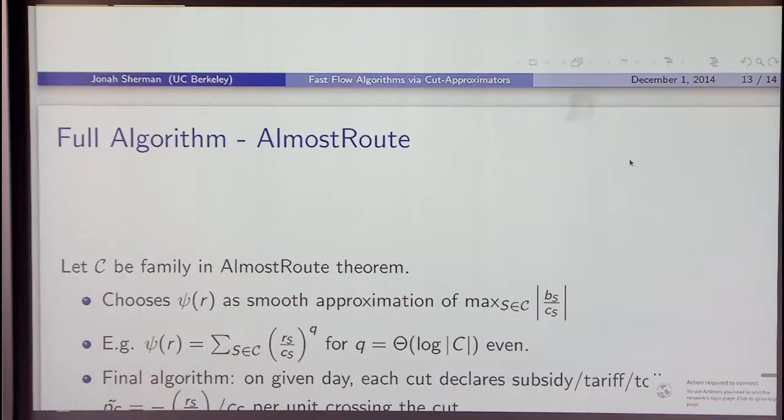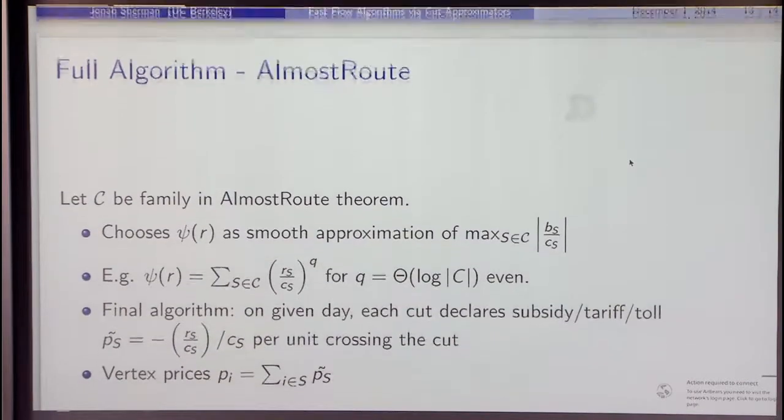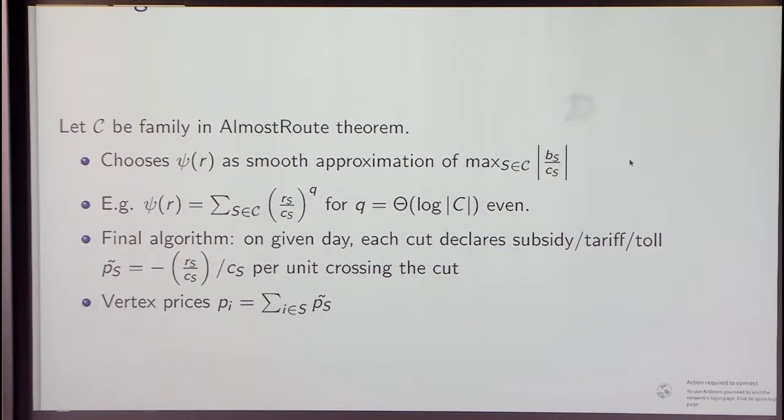Well, remember what we were trying to do. We wanted to minimize this. So psi of r should be a smooth approximation of the maximum over all sets. Sorry, that should be RS over CS. That's what I really want to minimize. My goal is to ultimately find a residual such that the maximum over all sets of the residual divided by the capacity is small.